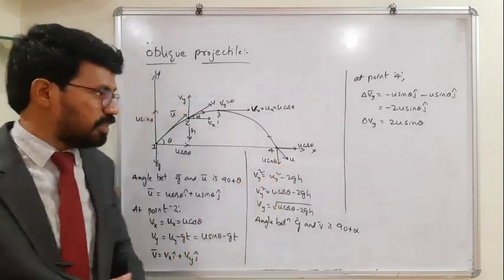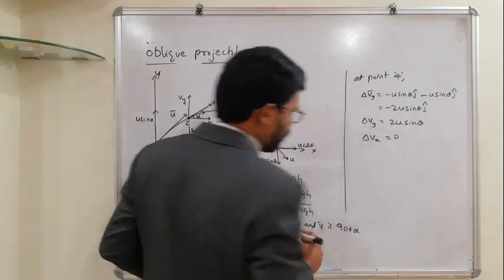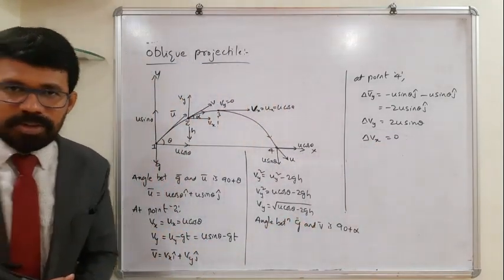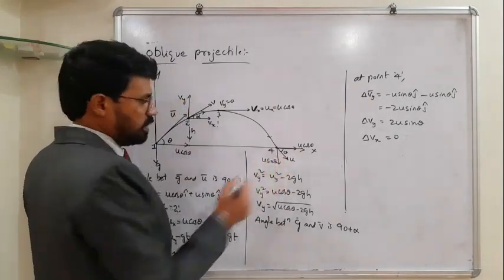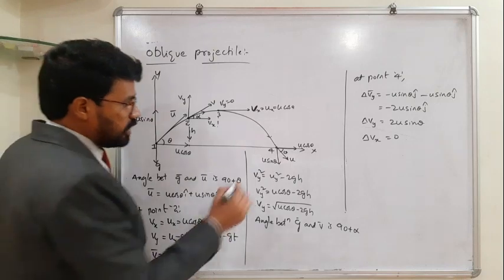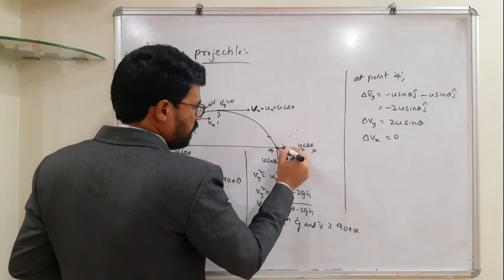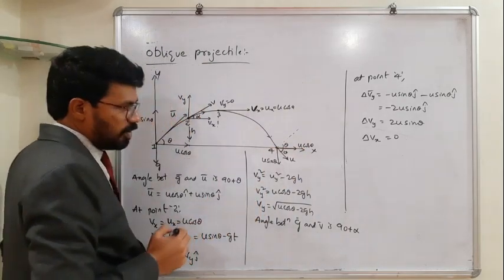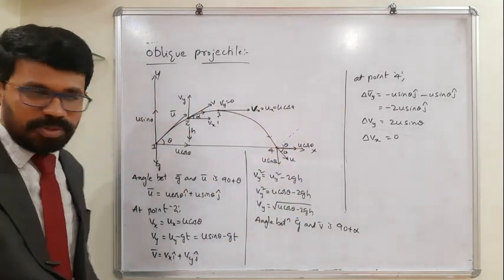So there is no change in the horizontal component of velocity. So delta Vx equal to 0. Change in the horizontal component of velocity is 0. What about this angle? This angle is same here and here. Initially, it is projected along this direction such that it makes an angle theta with the horizontal. Now, what is the angle between initial and final directions? 2 theta, isn't it?